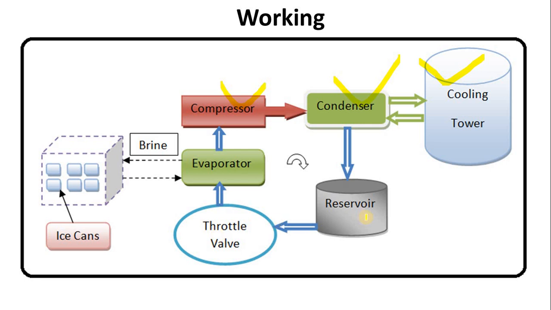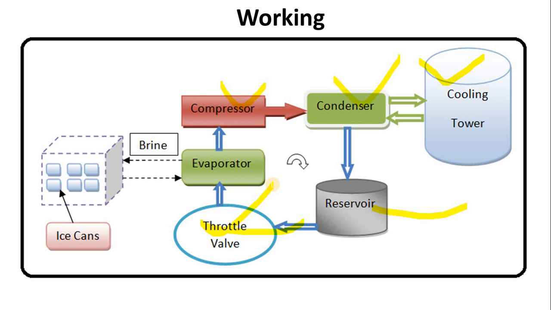So the reservoir is the place where that liquid ammonia is stored for a short duration of time. So this is a temporary storage. After that, the refrigerant enters the throttle valve. The throttle valve is the component in which the throttling action is carried out. This is one kind of automatic expansion valve, you can say.